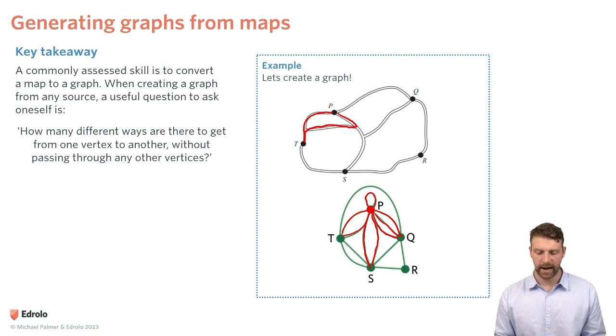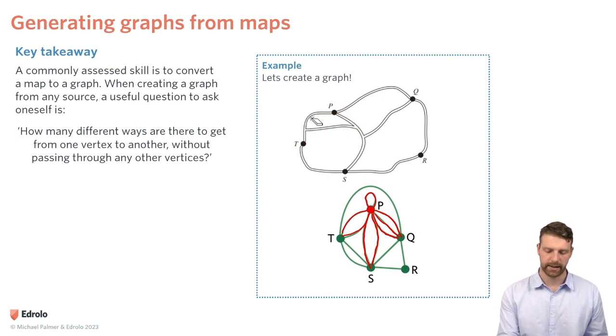We've got P to R left to do. Well, it looks like P and R aren't connected. If we try to get to R, we hit a vertex, so that doesn't count. We hit Q, that doesn't count. We hit Q again this way. I can't really find a way to get there.